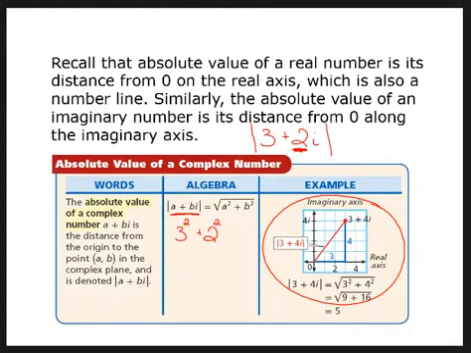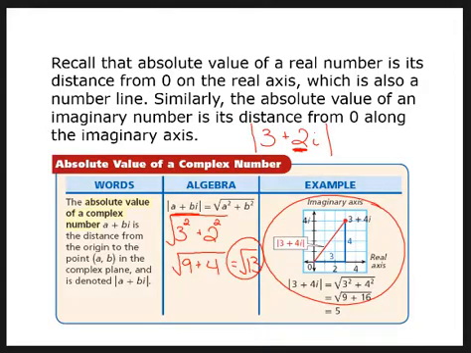I would square it, and then I would take the square root of those. So essentially I have the square root of 9 plus 4, which happens to be the square root of 13. Now you can't do anything with that, so the square root of 13 would be the absolute value of that expression I have written at the top.